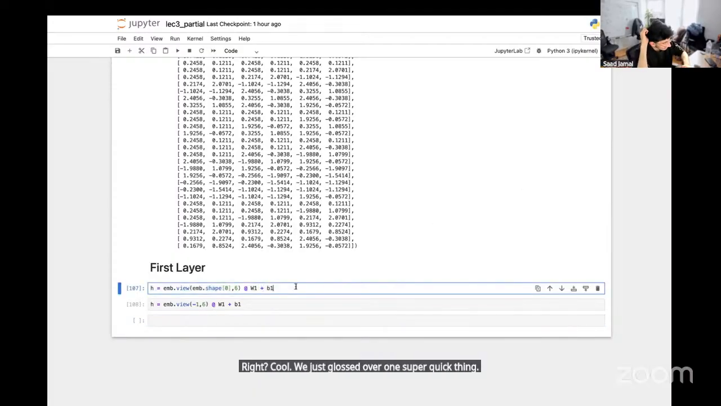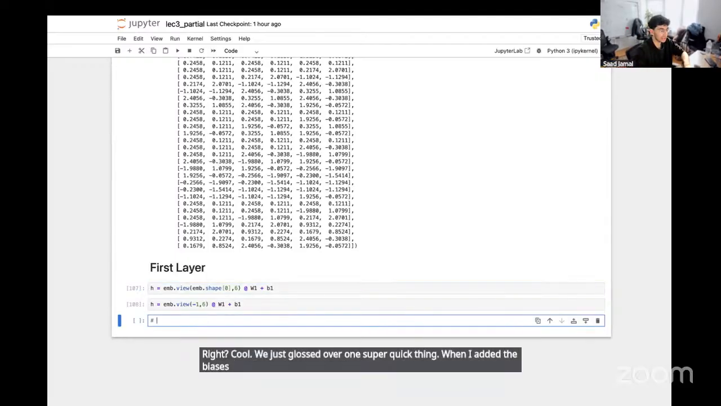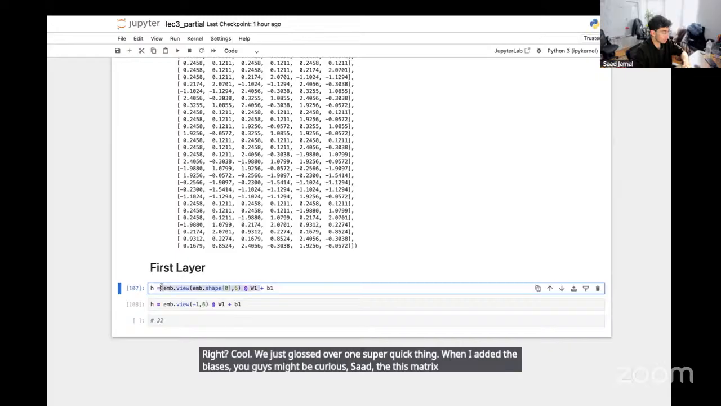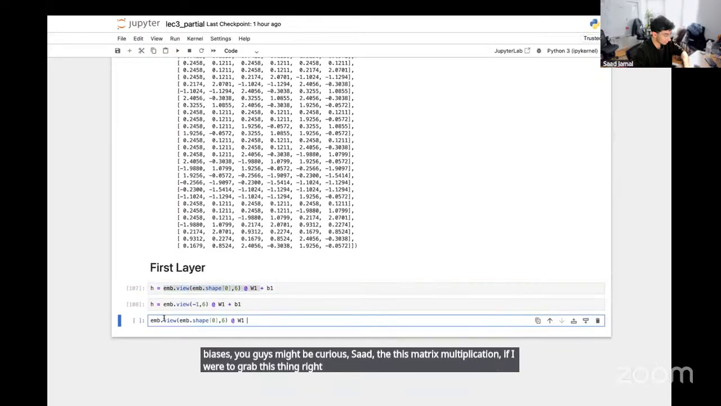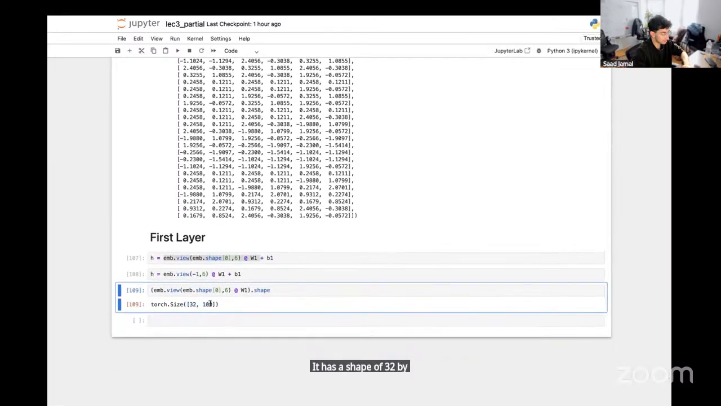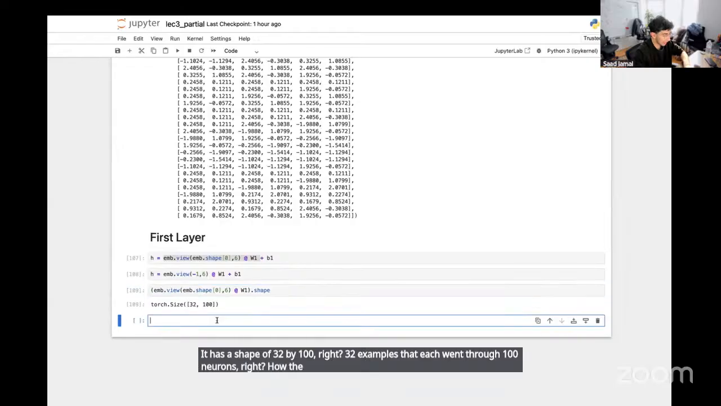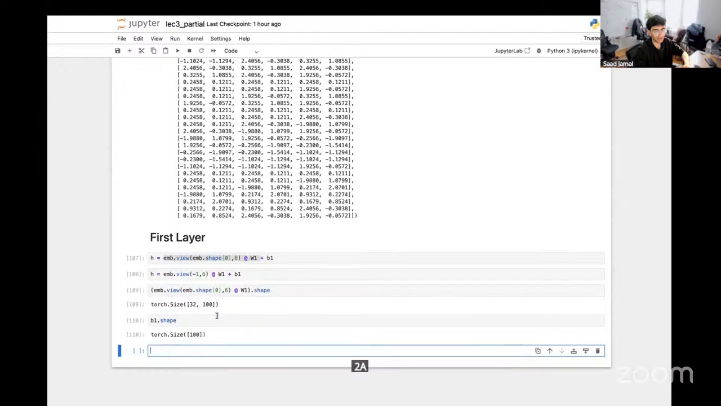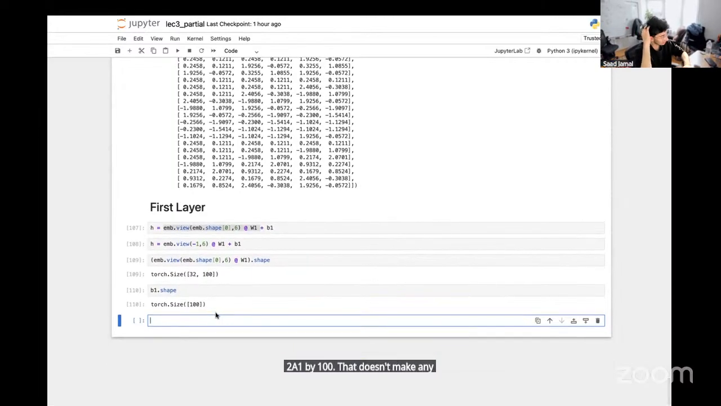When I added the biases, you might be curious: this matrix multiplication, if I were to grab this thing right here, has a shape of 32 by 100, right? 32 examples that each went through 100 neurons. How did you add a 32 by 100 to a 1 by 100? That doesn't make any sense to me. Remember, last time we talked about broadcasting semantics.